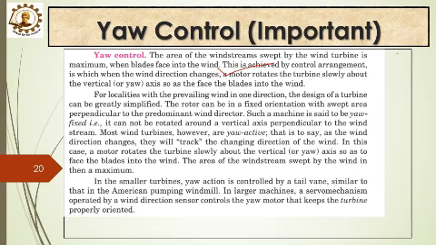In this case, a motor rotates the turbine slowly about the vertical axis, or yaw axis, so that the blades are facing the wind. The area of the wind stream swept by the blades is then a maximum. In smaller wind turbines, the yaw action is controlled by a tail vane, similar to that of the American windmills. In larger machines, a servo mechanism operated by a wind direction sensor controls the yaw motor to keep the wind turbine blades properly yaw oriented.